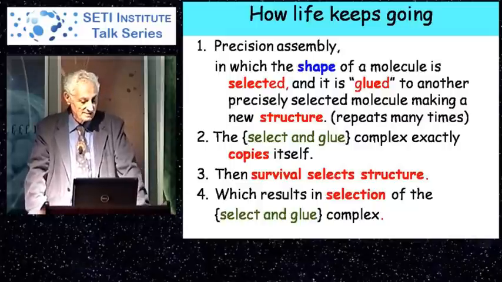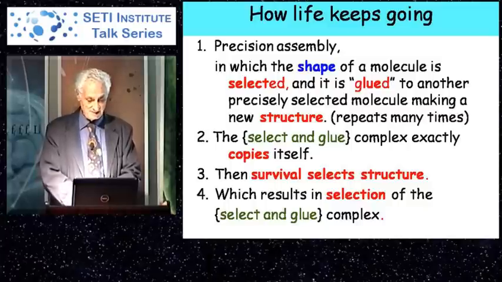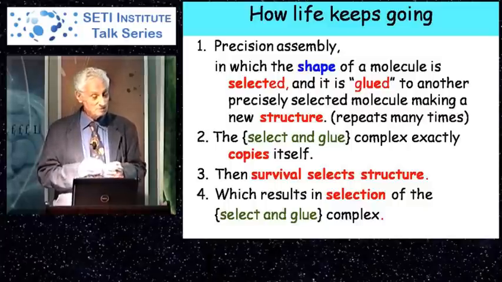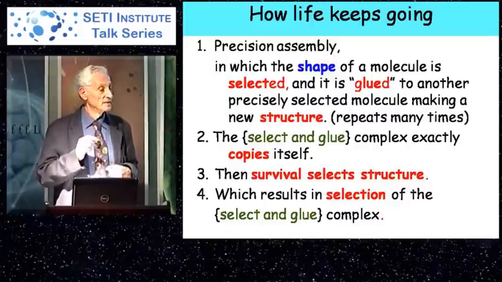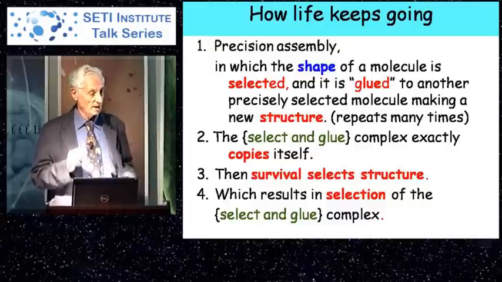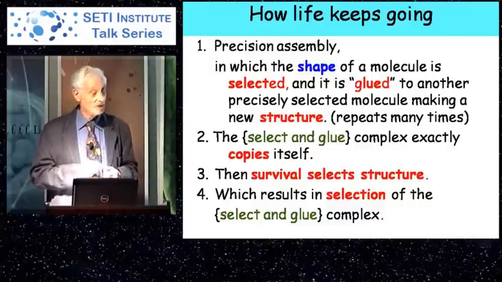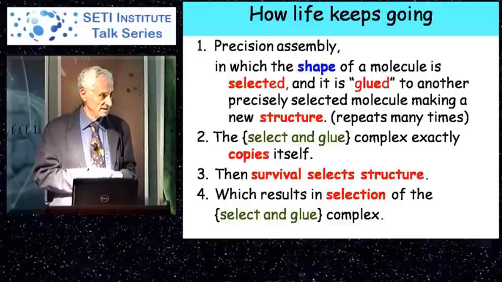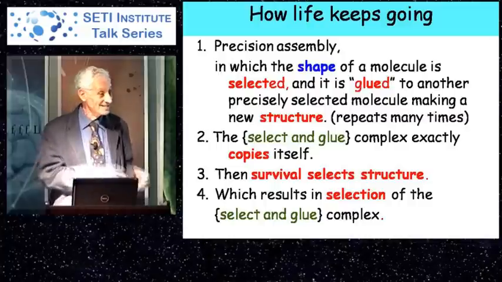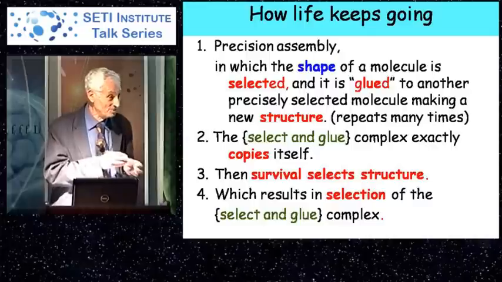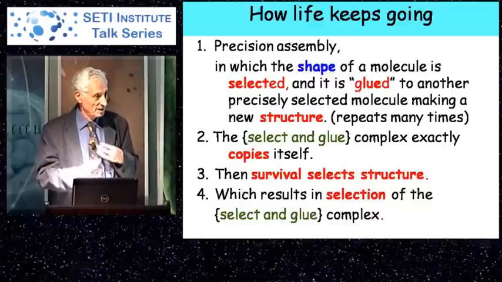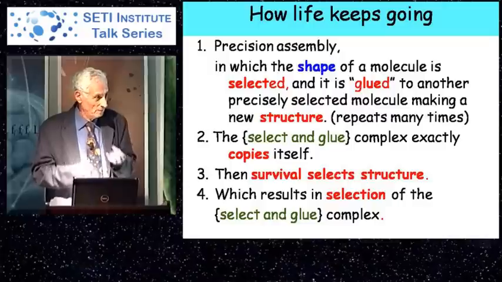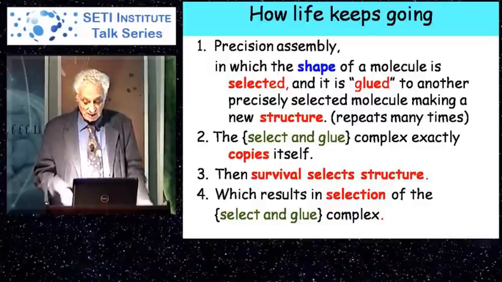So, how does life keep going today? Well, there's a precision assembly, in which the shape of a molecule is selected and it's glued to another, and so on, and we produce polymers. And then there's the device that produces this selection and gluing, and that has to exactly copy itself. But then the selection for survival comes not from the thing that does the selecting and gluing, but from the structure. Structure gets selected, and because the structure is one that has this selecting and gluing process in it, that's how the selecting and gluing piece managed to be retained. It's the interaction between the structural and the informational parts that has kept the system going. And you can't get away with just one.